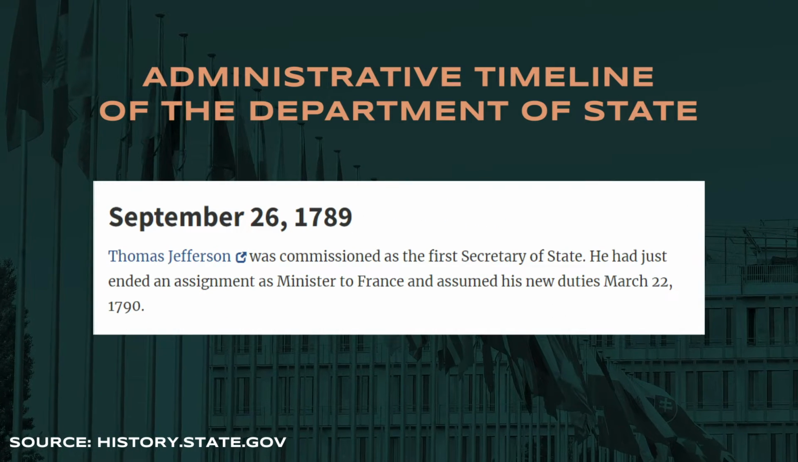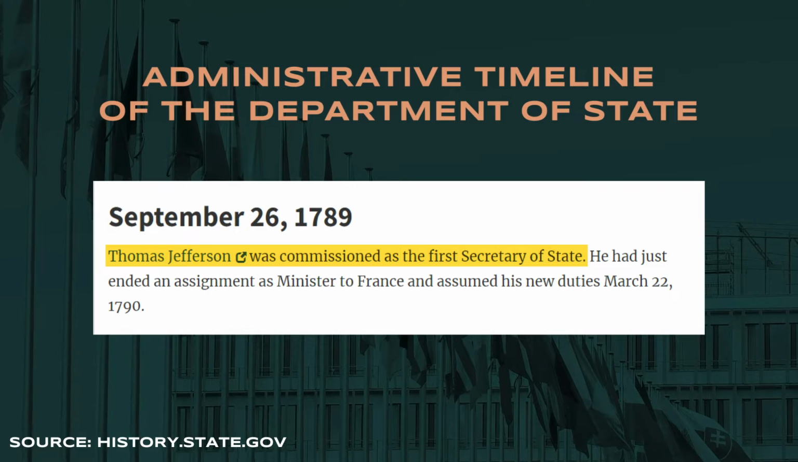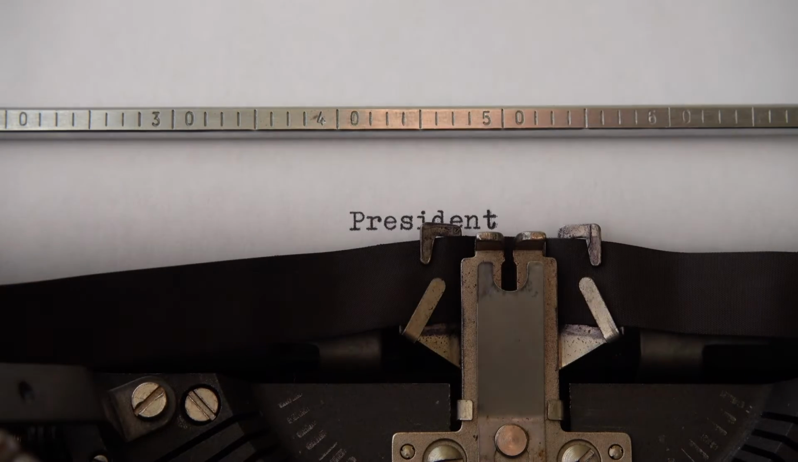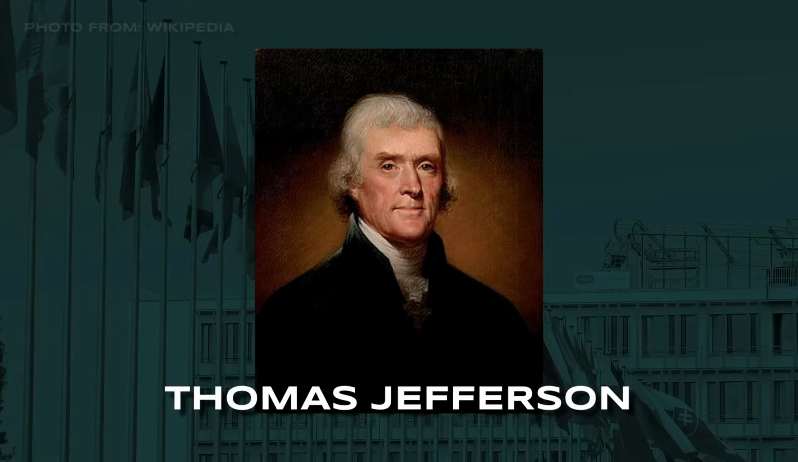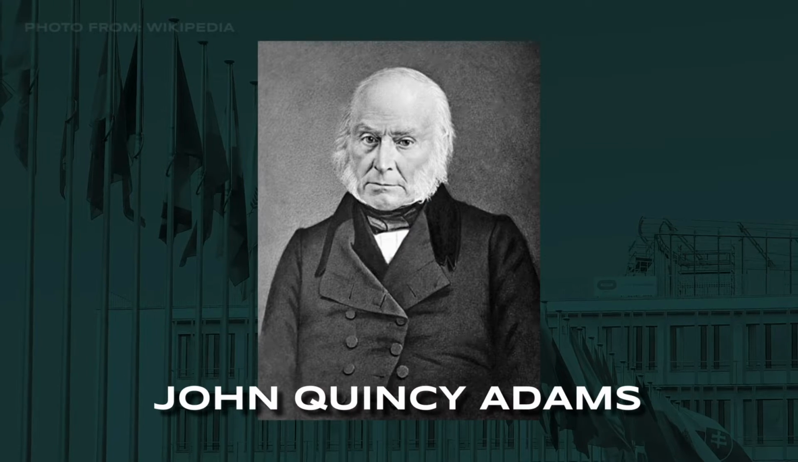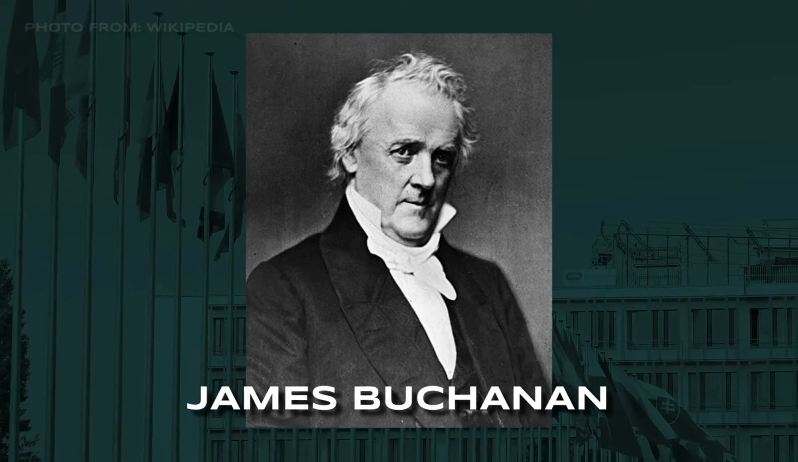Also in 1789, George Washington, the United States' first president, appointed Thomas Jefferson as Secretary of State. In those days, being Secretary of State was a logical step to becoming president. Thomas Jefferson, James Madison, James Monroe, John Quincy Adams, and later Martin Van Buren and James Buchanan became president after serving as Secretary of State.